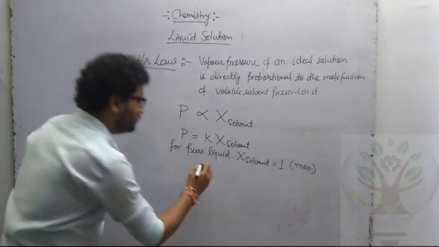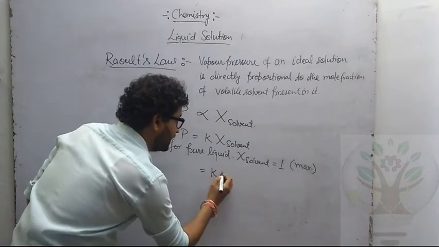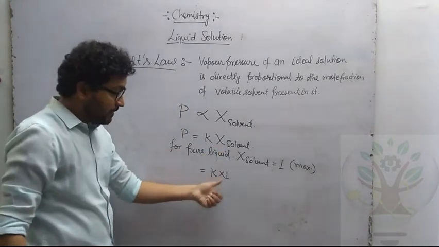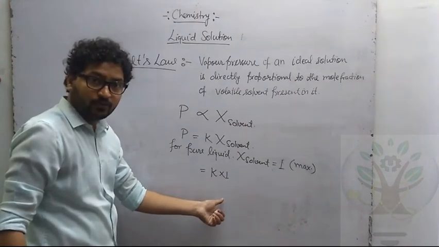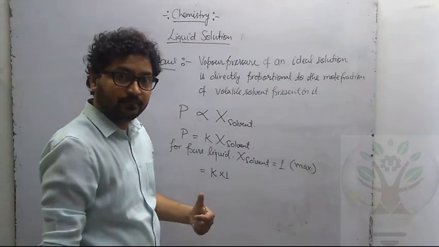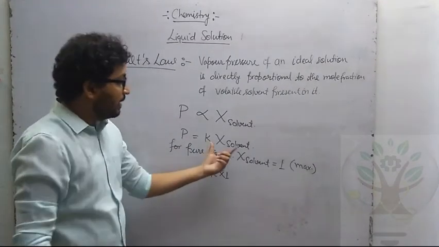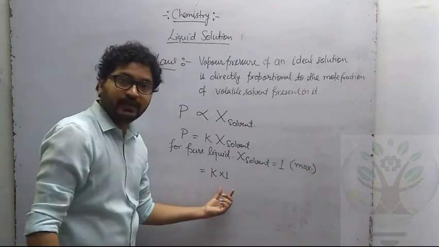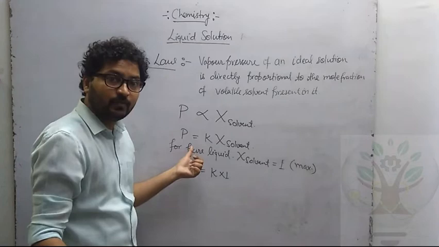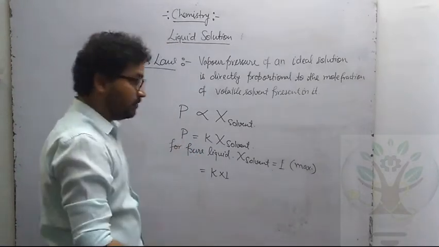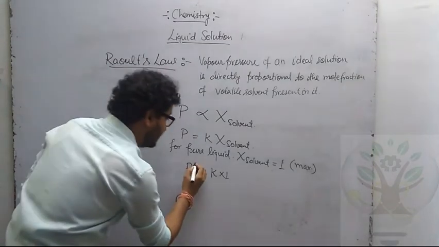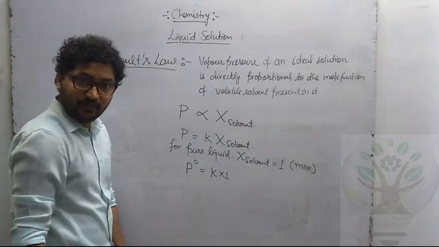Let me put it here. So I will get K into 1. I am putting the maximum value of X, the mole fraction of solvent. So the vapor pressure that I will get will be minimum or maximum? Should I repeat one more time? I am putting the maximum amount of volatile solvent here, so the vapor pressure I get should be maximum. So in that case, I am not writing P as P, I am writing P as P naught. Are you getting this thing?